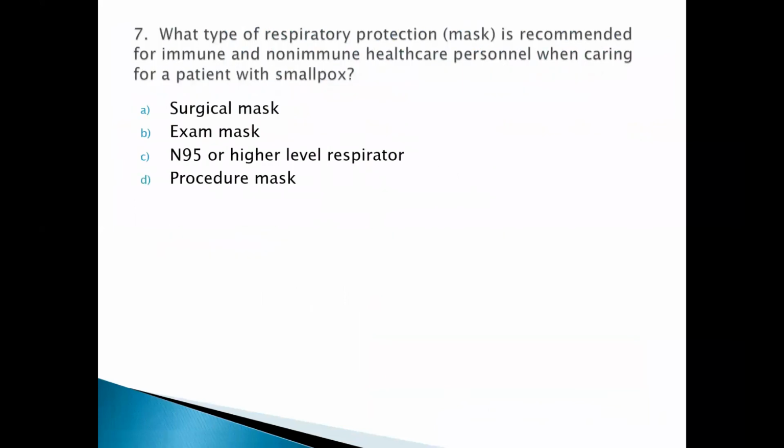Number 7, what type of respiratory protection mask is recommended for immune and non-immune healthcare personnel when caring for a patient with smallpox? Is it a surgical mask, exam mask, N95 or higher level respirator, or a procedure mask?